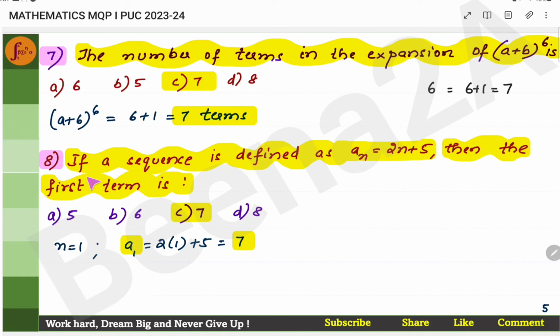Eighth one: if a sequence is defined as a_n is equal to 2n plus 5, then the first term is always a1, right? So you have to find the first term. To find the first term, n has to be put as 1. So it will be a1 = 2 into 1 plus 5, which is 7. So the right answer is C.